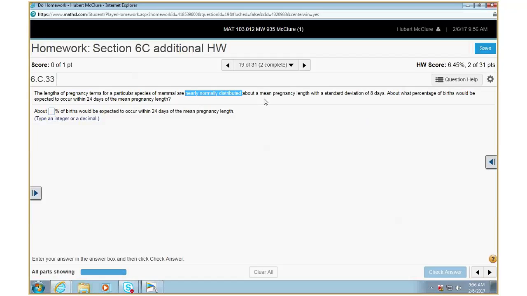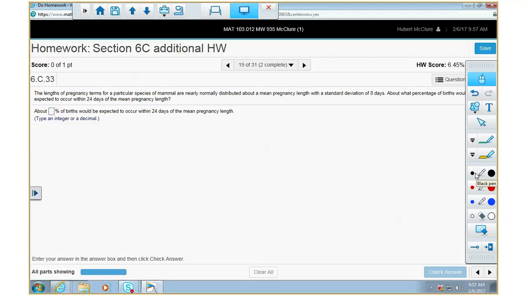So you've got a mean of what? About a mean. What does that mean? 0. So right here, you need to highlight about a mean, and put above it mu or x bar is equal to 0. And what's the standard deviation? 8. So you're going to draw a curve with a mean of 0 and a standard deviation of 8. I'd carry it to 3 standard deviations if I were you, because you don't know what the question is going to ask.